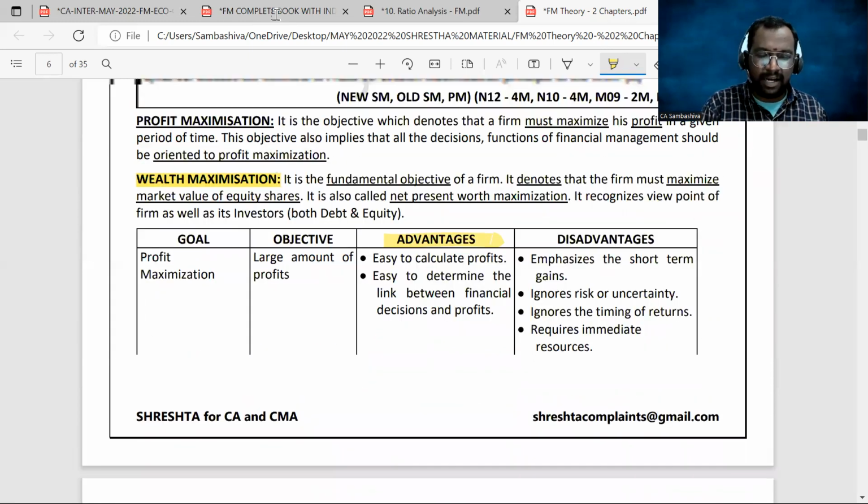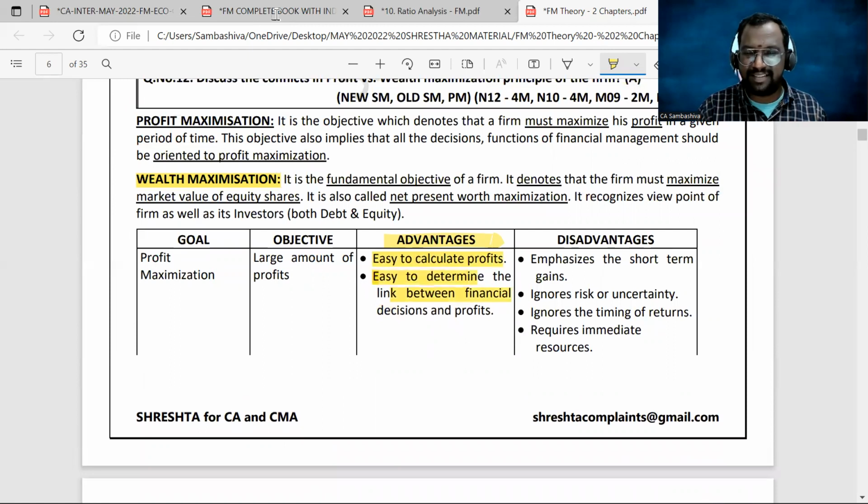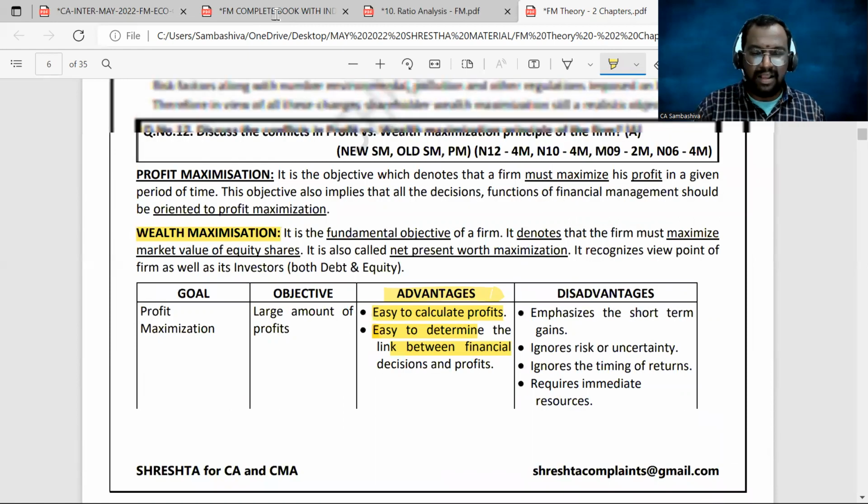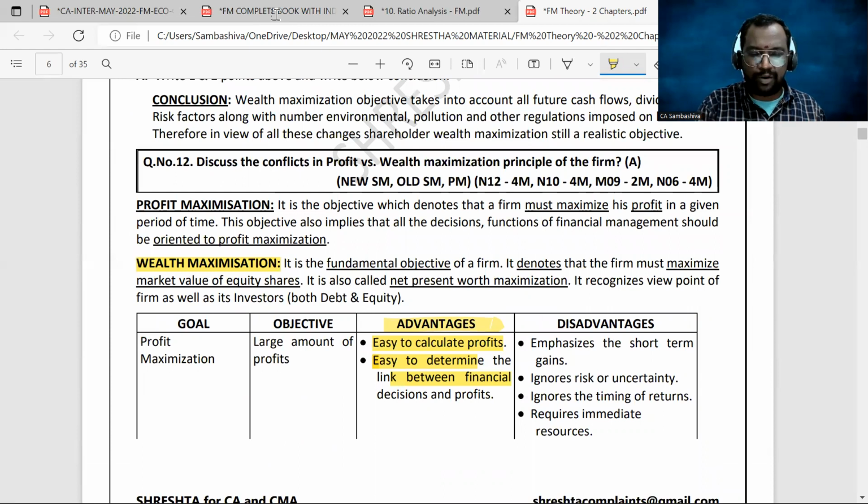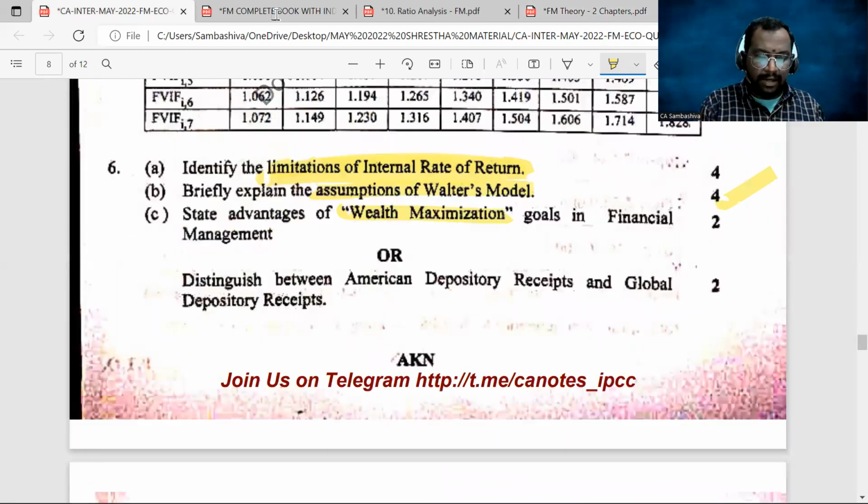Okay, now it's again a straightforward question. I have already mentioned it as a very important question because you can see how many times it's already asked in the previous exams. Next, the last one, distinguish between ADRs and GDRs, American Depositary Receipts and Global Depositary Receipts.